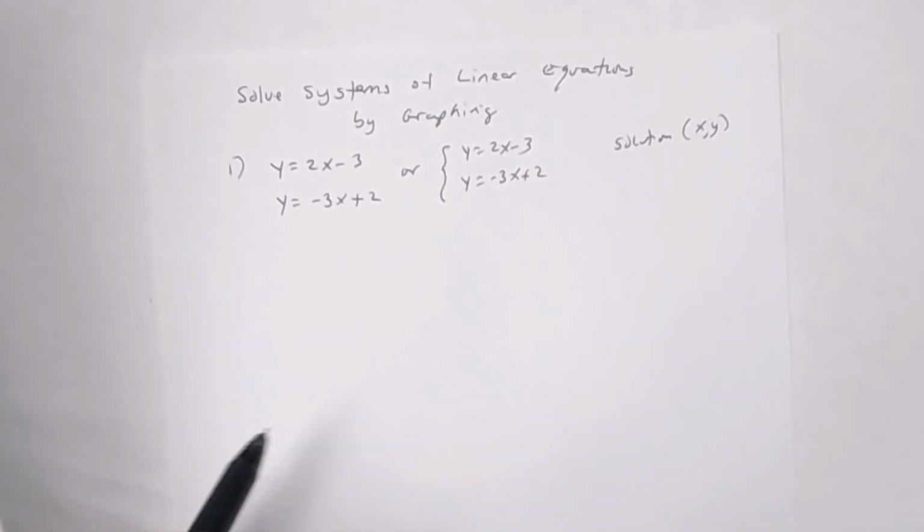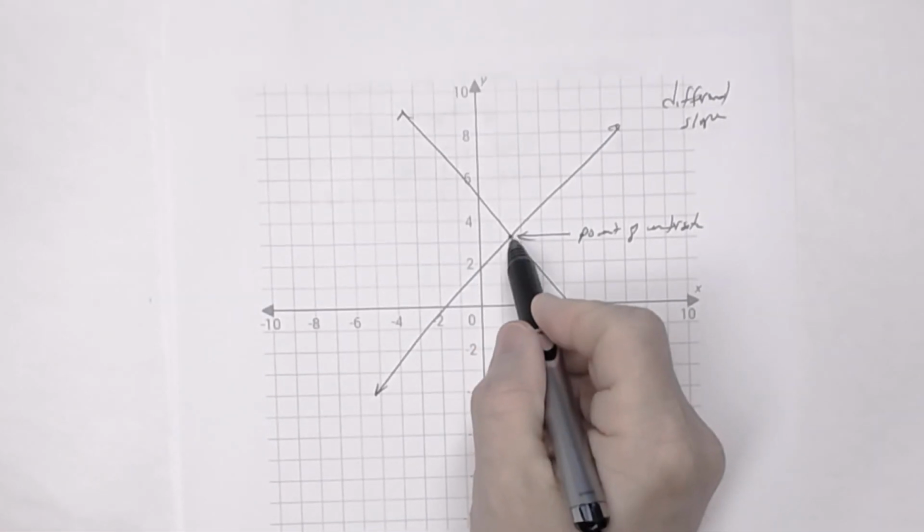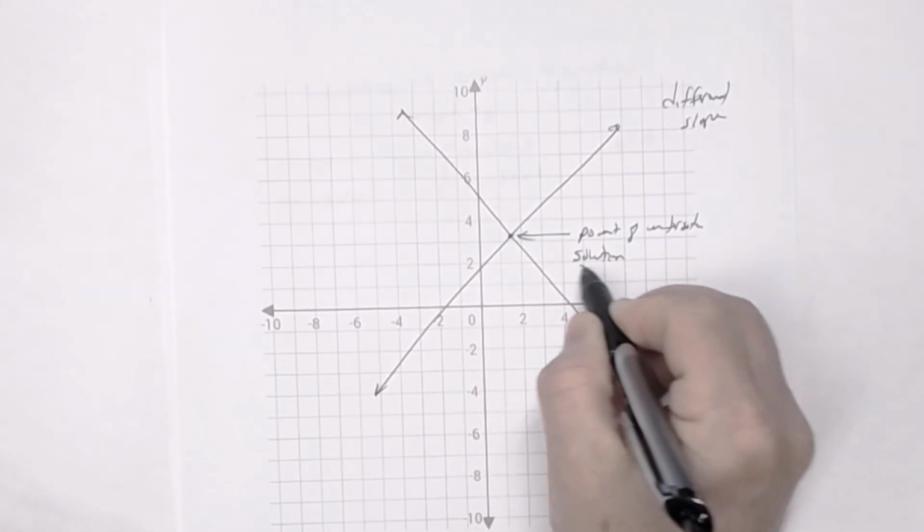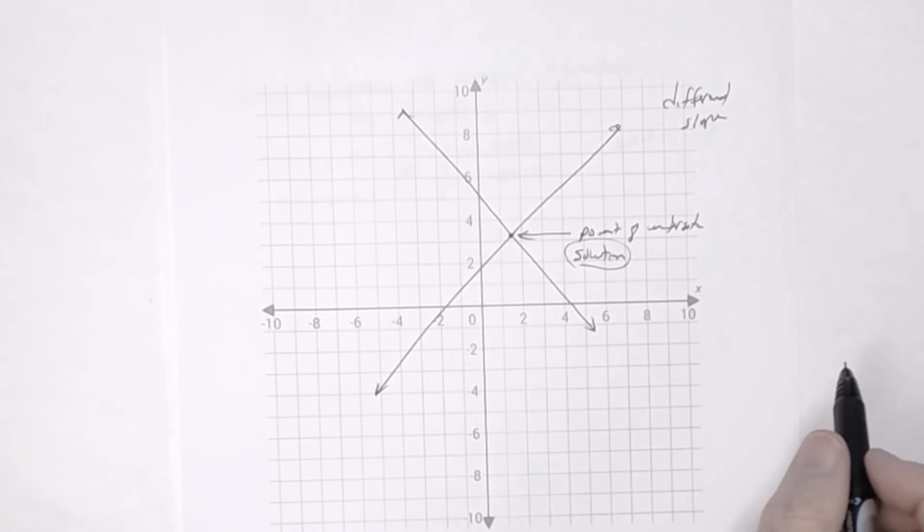Okay? It turns out that when you graph, that point of intersection is the solution. That's the point they have in common. So that will be your solution. The point of intersection is going to be the solution.